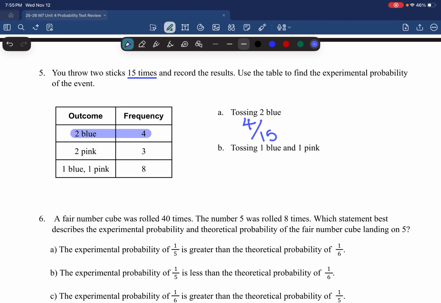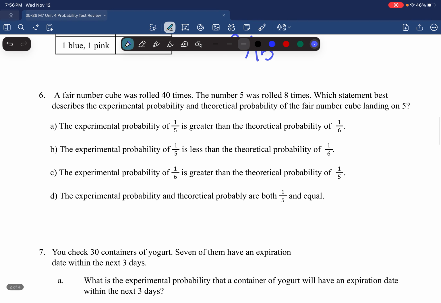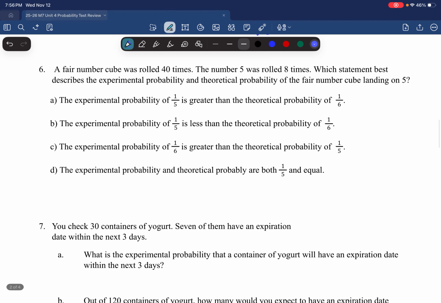All right, next one, tossing 1 blue and 1 pink. So that happens 8 times. So that's 8 out of 15, and can I reduce that? Nope. All right, let's move on to number 6.